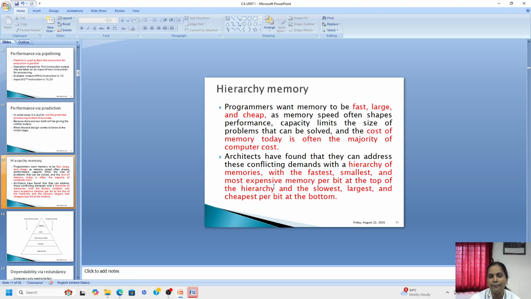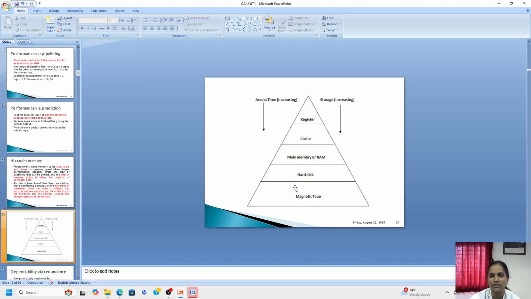Hierarchy of memory. Programmers want memory to be fast, large and cheap, as memory speed often shapes performance. Capacity limits the size of problems that can be solved. The cost of memory today is often the majority of a computer's cost. So this is a hierarchical representation. The bottom layer is magnetic tape, followed by the hard disk. After that is the main memory, then cache, and the topmost layer is registers.